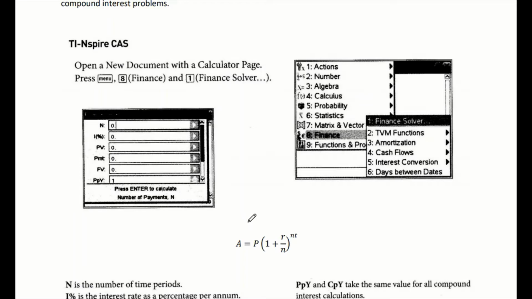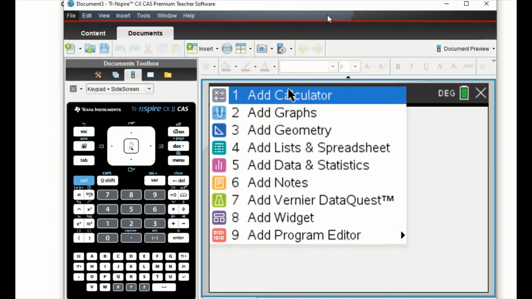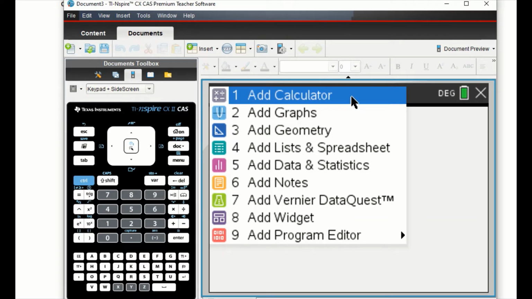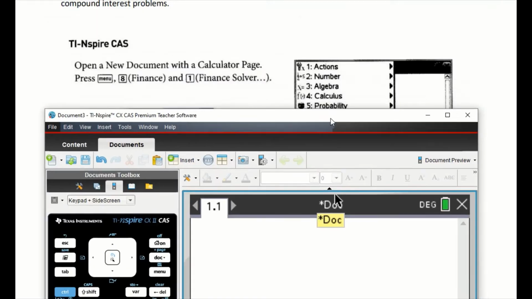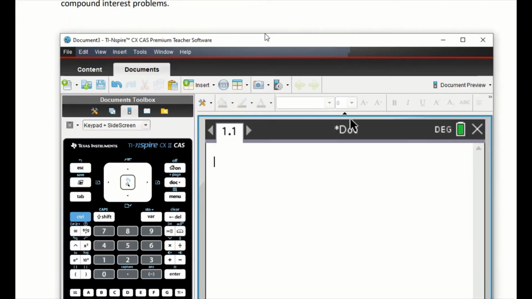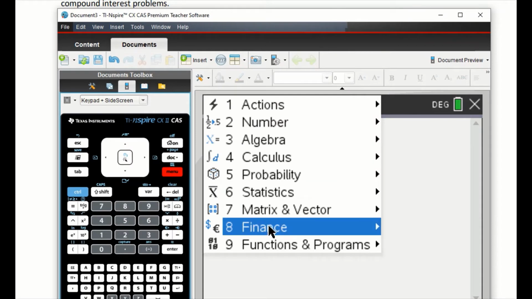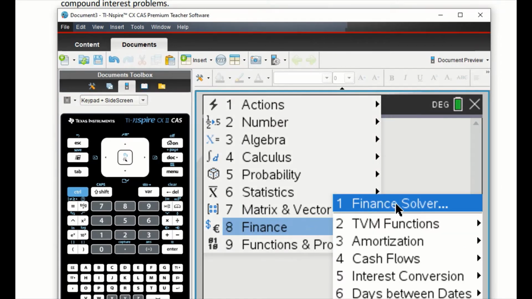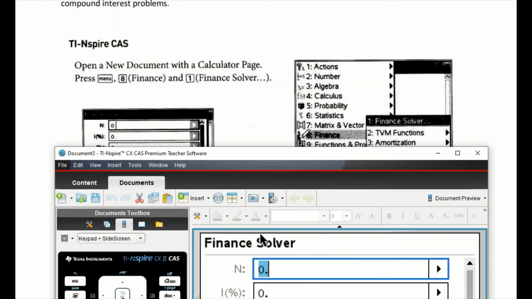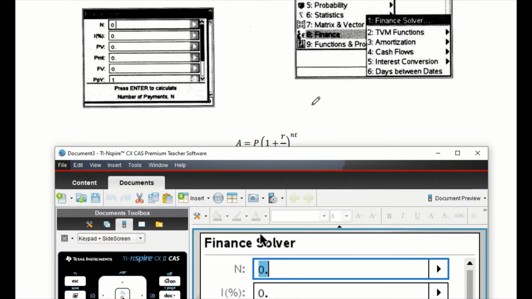Okay, so the first thing, how to open it with our calculator. I hope that you have grabbed your calculator with you. So let's open a new document. After you open a new document, then add calculator. Then I can look at the notes here. Press menu 8.1. Or if you are using your cursor, then it will be menu, then finance, and after that continue with finance solver. If you are using your handheld, then you can just do menu 8.1. Then you'll be able to see this special table here. This is a special calculator meant for financial mathematics.